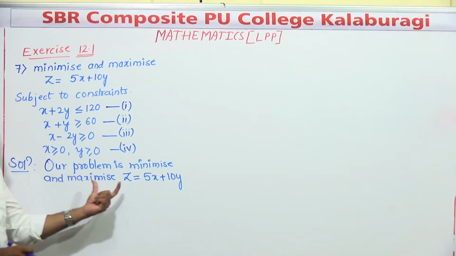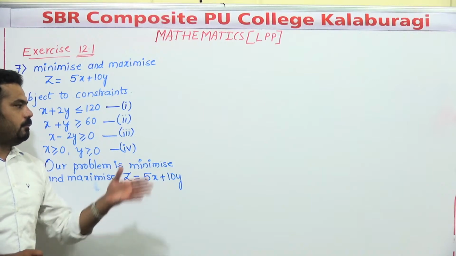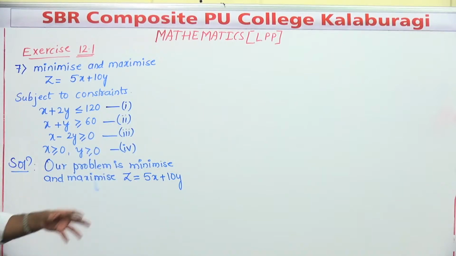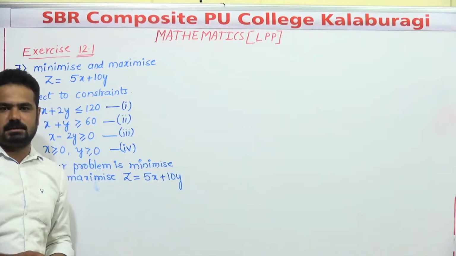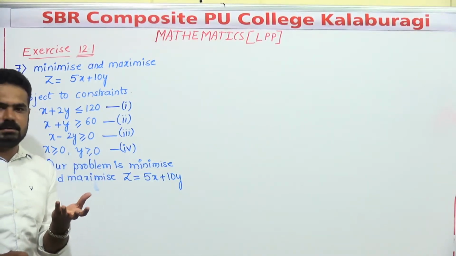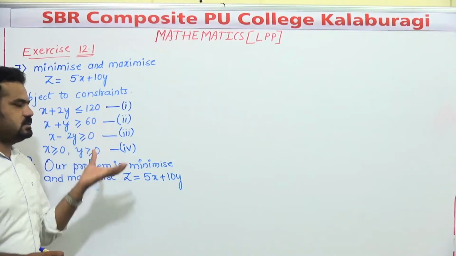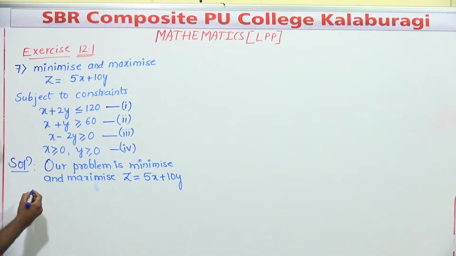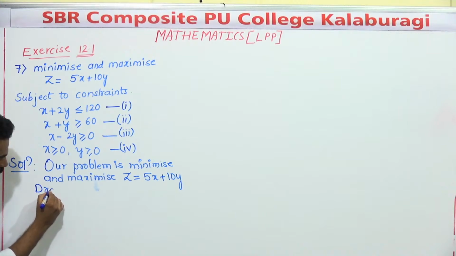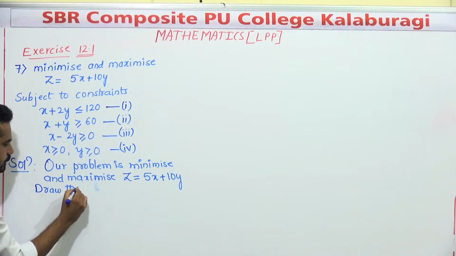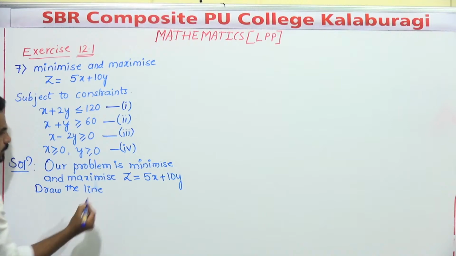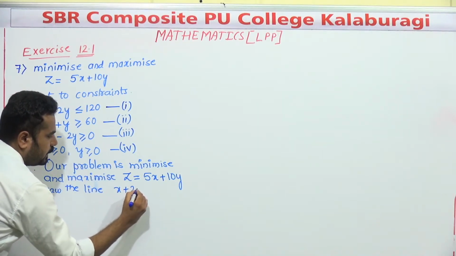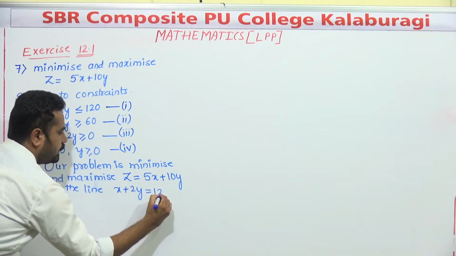To calculate the maximum value and minimum value, we want its feasible region. And we know how to calculate the feasible region. It is the common region determined by the constraints. Therefore, you draw these three lines here. First draw the line x plus 2y equal to 120.